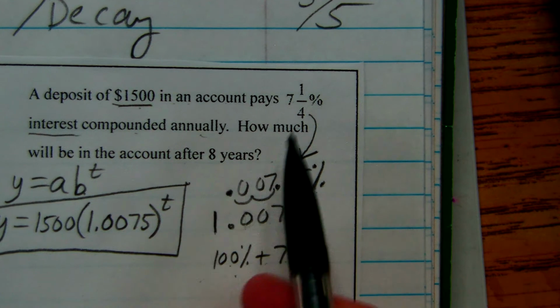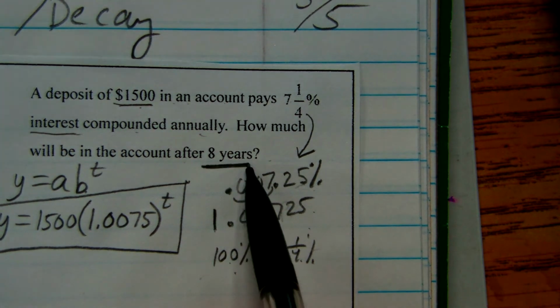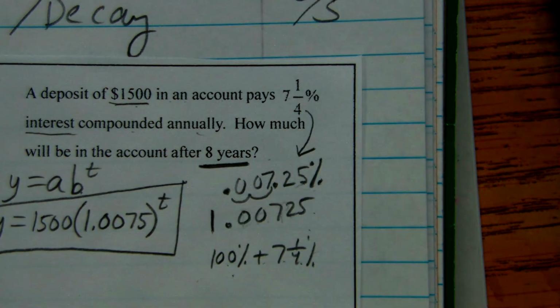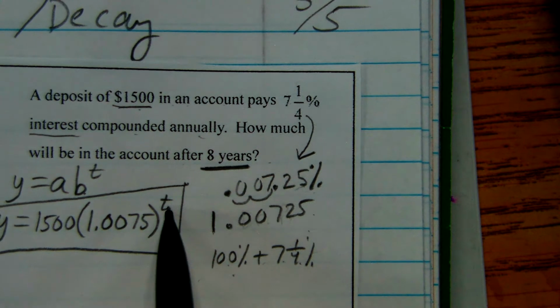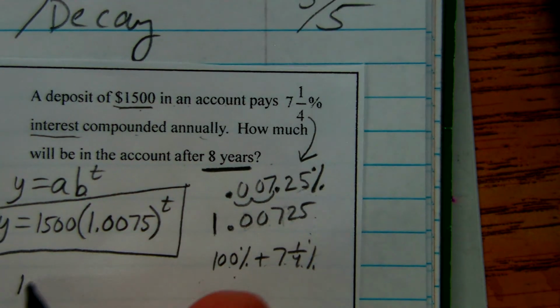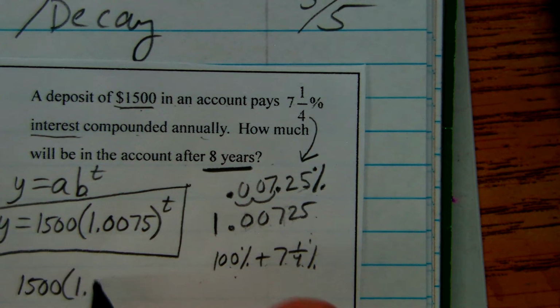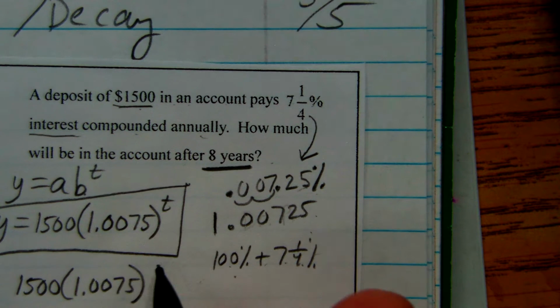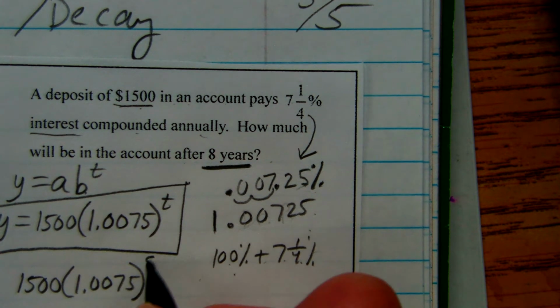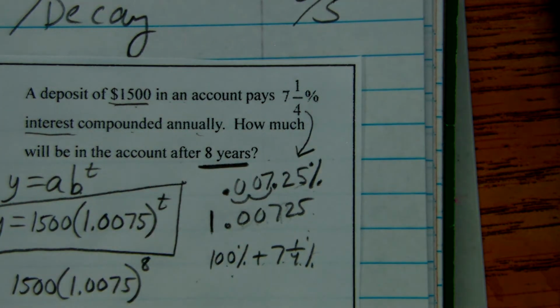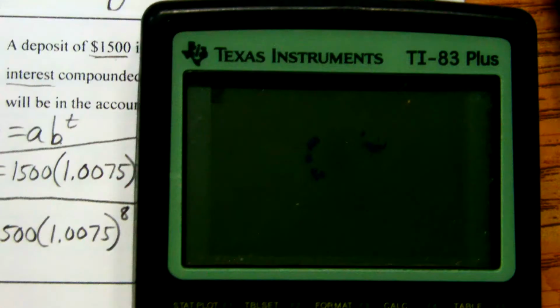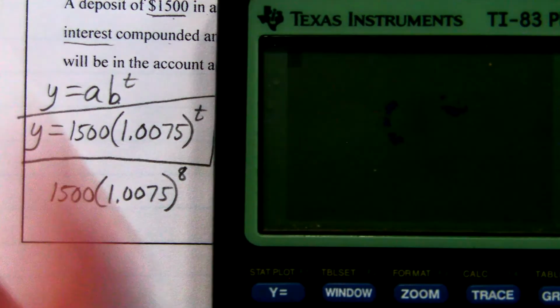And then if they want to know how much it is after 8 years or 10 years or 20 years or whatever they're going to ask, all I have to do is now put that into my equation. So I'm going to do 1,500 times 1.0075 to the 8th power. So you can just type all of that in. So let me show you what that'll look like on your calculator. Let me get that up where there's a little light on it.